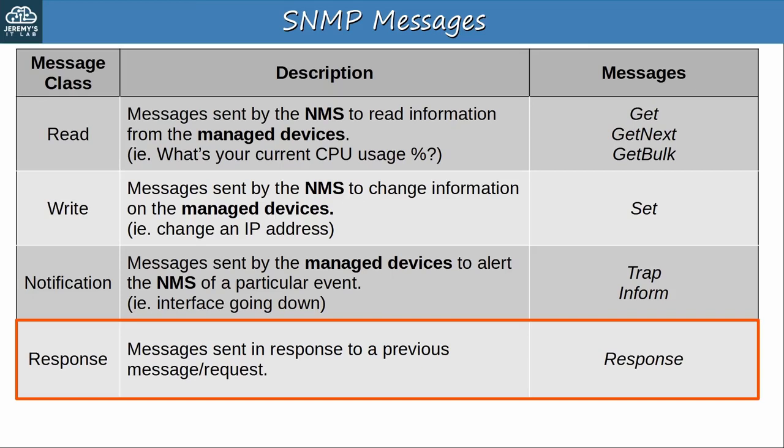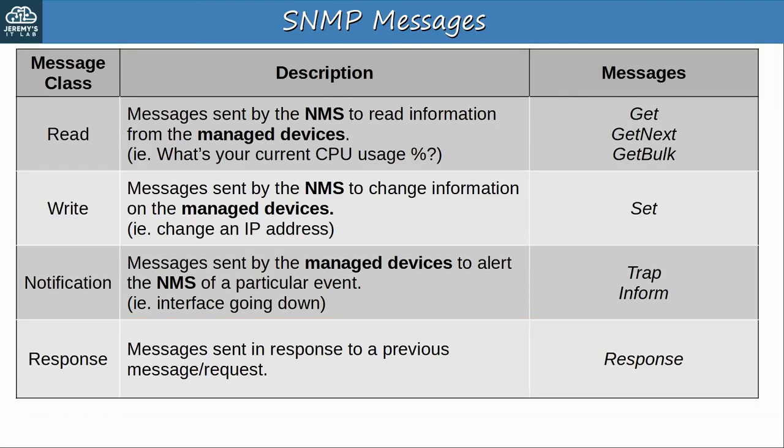Finally, the response message class, with just one message, response. These are messages sent in response to a previous message or request. For example, get messages, set messages, and inform messages. I just showed you some examples of response messages, so I think that's enough for now. So those are the SNMP messages. I think the information I just gave you will be more than enough for the CCNA.